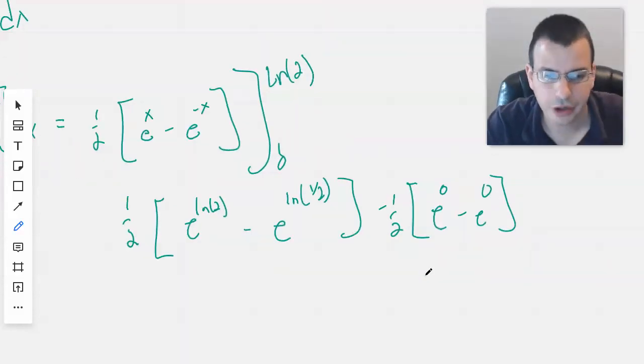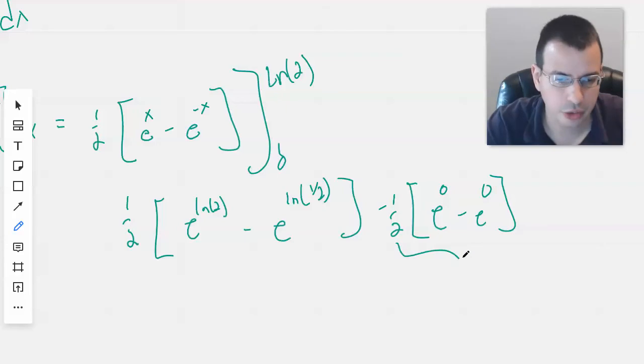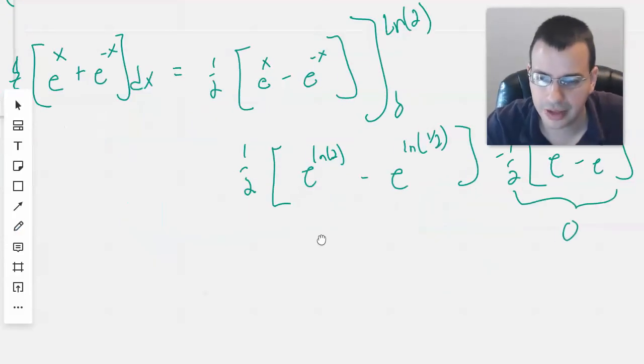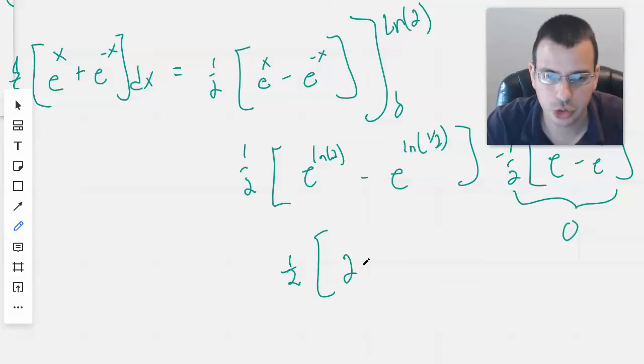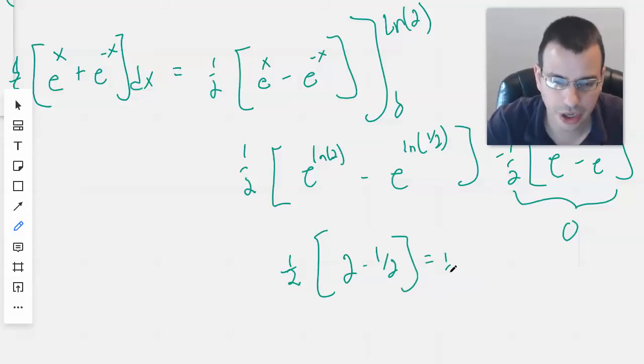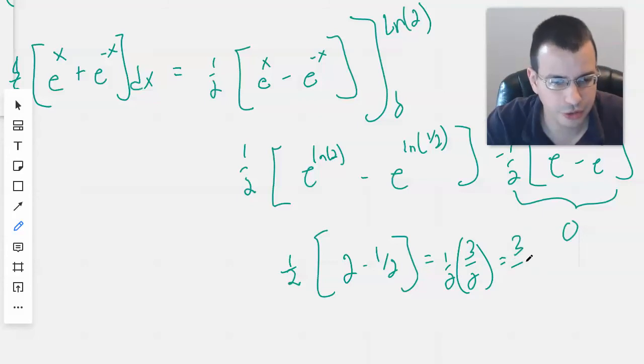Which becomes 1 minus 1, which becomes 0. And we are left with 1/2 times 2 minus 1/2, which is 1/2 times 3/2, which equals 3/4.